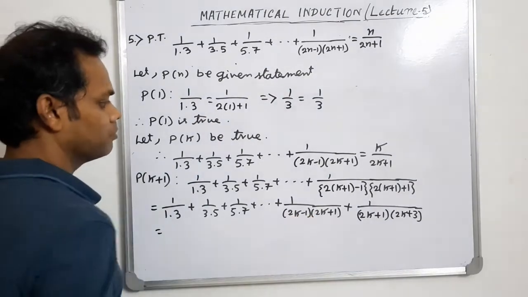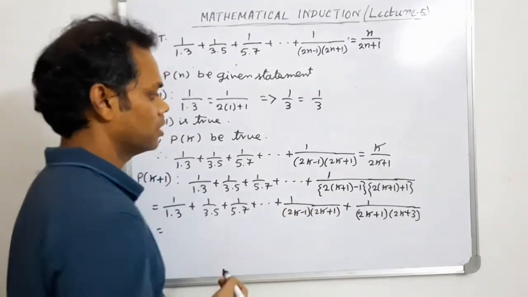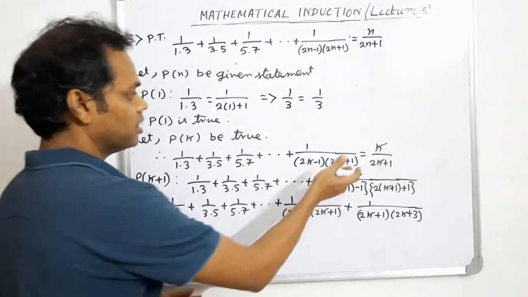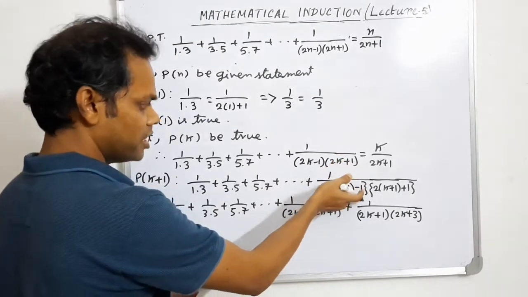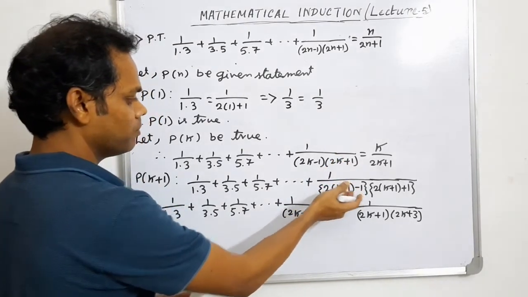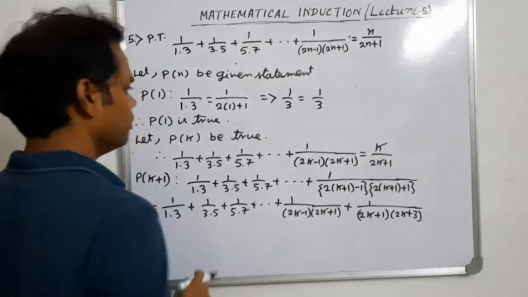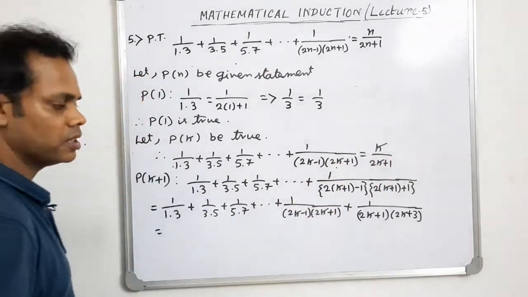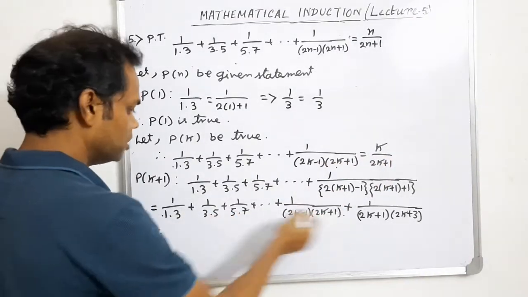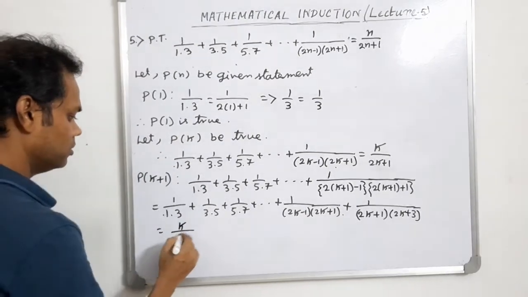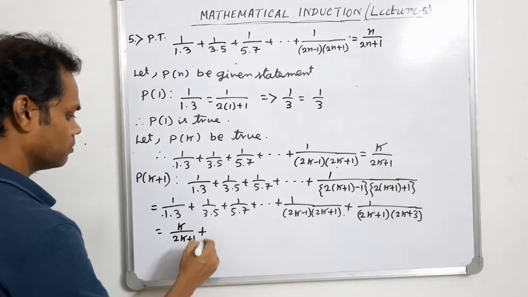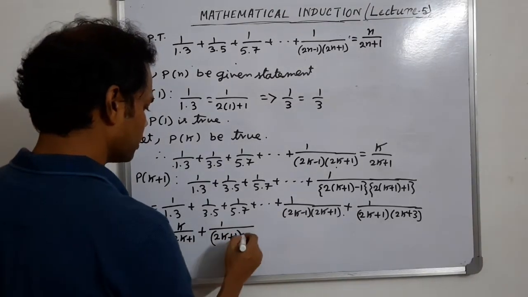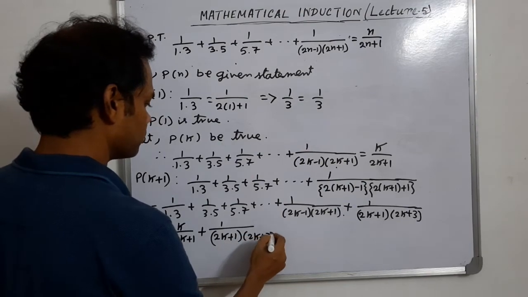Why do I write this step? Because if there is a 19th floor in a building, then there should be an 18th floor. There is a (k+1) step, so there should be a kth step. From Pk we see that from the first term to the kth term the sum is k by 2k plus 1. Then from the first term to the (k+1)th term the sum is k by 2k plus 1 plus 1 by (2k plus 1) into (2k plus 3).